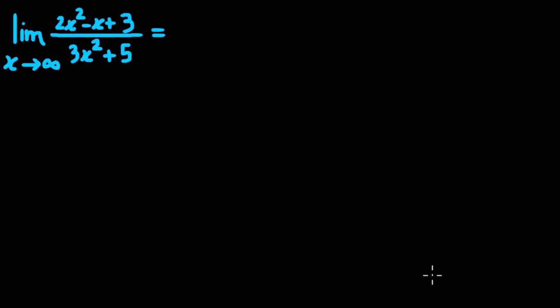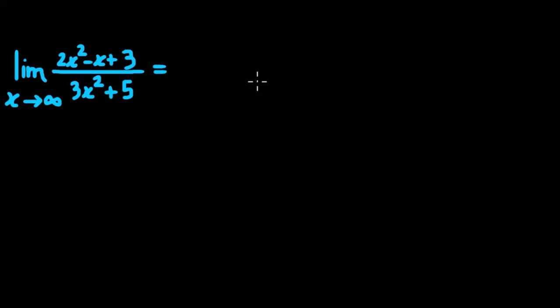In this video, I want to go over the concept of the limit of rational functions at infinity. In the first example, we have the limit of (2x² - x + 3) over (3x² + 5) as x approaches infinity. In step 1, we need to find the largest power of our rational function, which is x². So we need to divide the numerator and denominator by x².